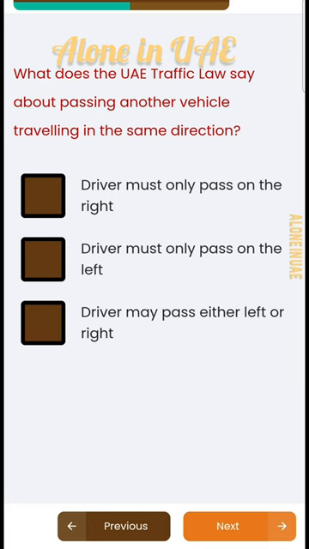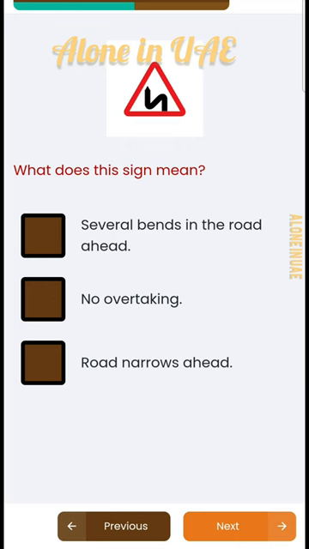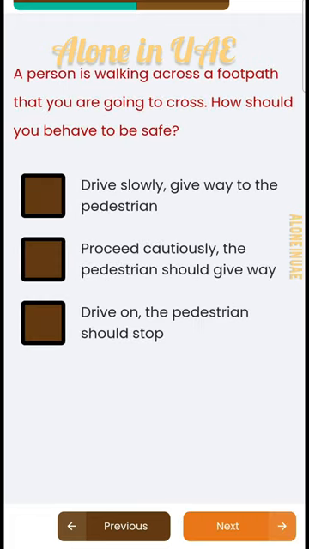What does the UAE traffic law say about passing other vehicles travelling in the same direction? When traffic is not controlled by signs or police officers, you must give way to... What does this sign mean? A person is walking across a footpath that you are going to cross. How should you behave to be safe?